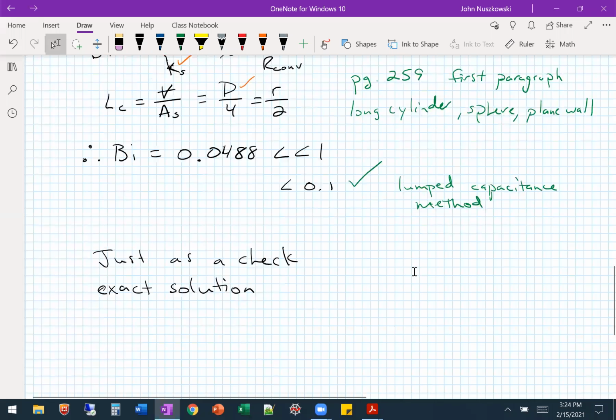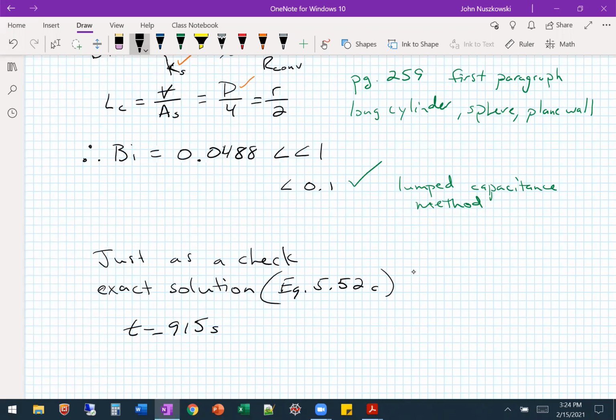So for the exact solution, we have basically equation 5.52C. If we use that, we get a time of 9:15 seconds, which is about 6% error, as we saw, compared to the lump capacitance.